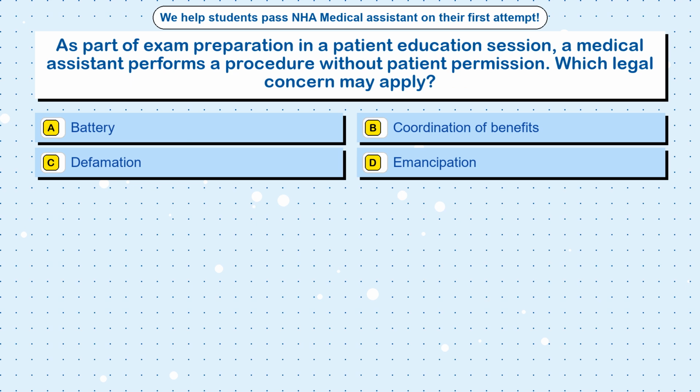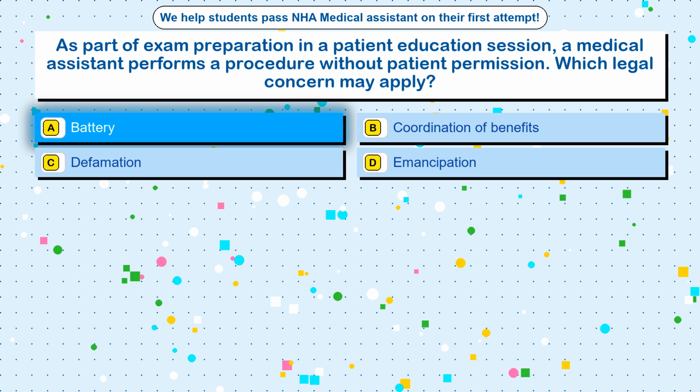Question 60. As part of exam preparation in a patient education session, a medical assistant performs a procedure without patient permission. Which legal concern may apply? Option A, battery. Option B, coordination of benefits. Option C, defamation. Option D, emancipation. The correct answer is option A, battery.